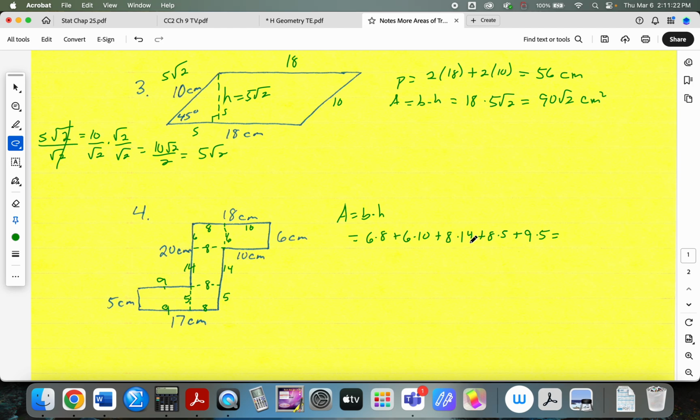Trying to do it in my head just to see if I can. Is it 402? That doesn't sound right at all, does it? Gabby's like, no, it's not close. What is it? 300 how much? 305? Somewhere I went badly wrong. And that's going to be square centimeters.